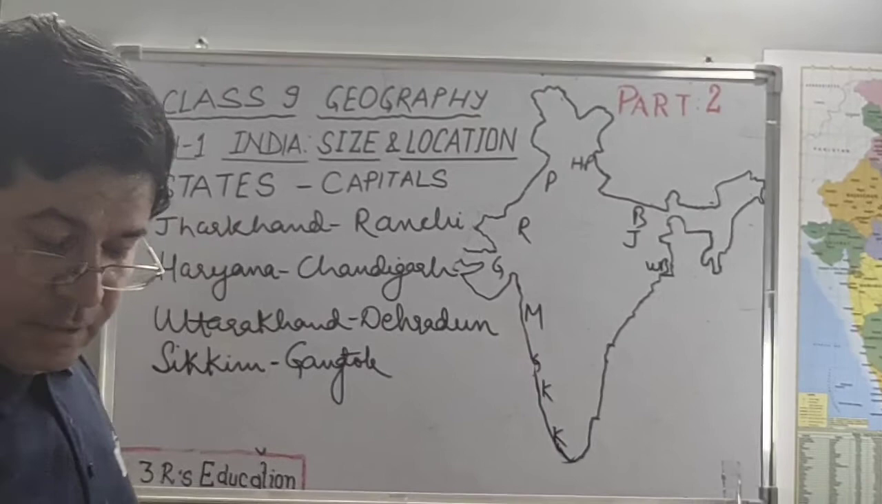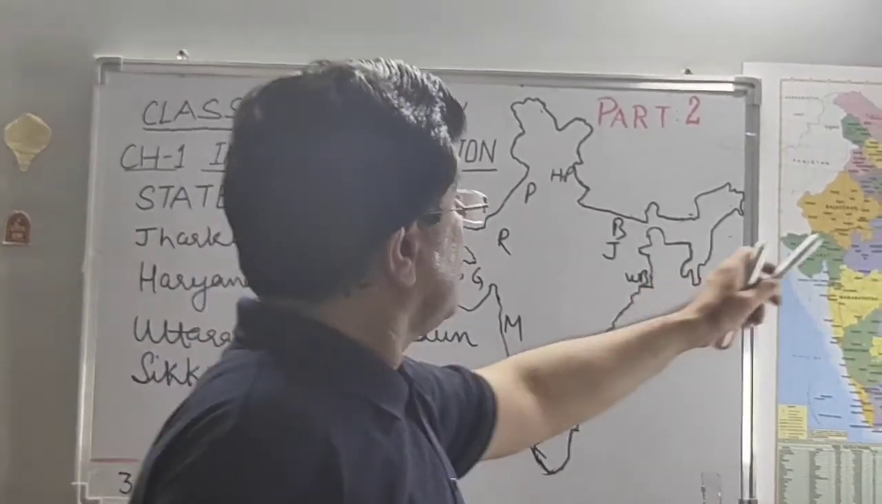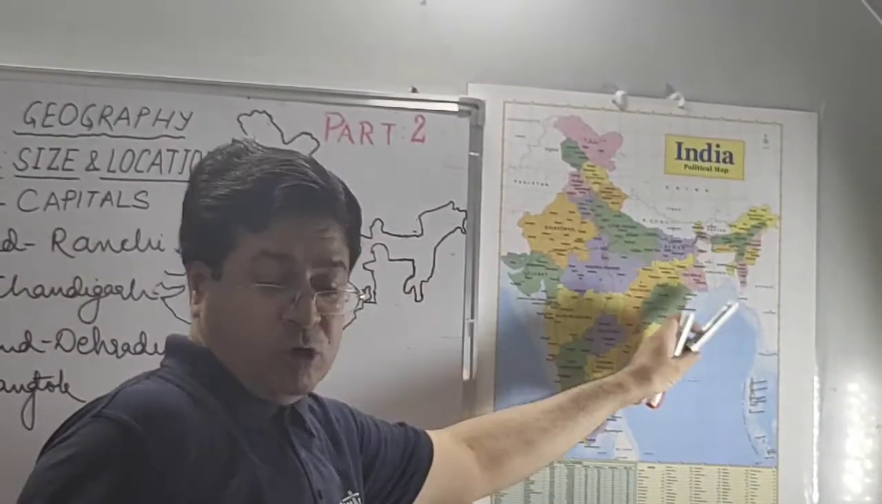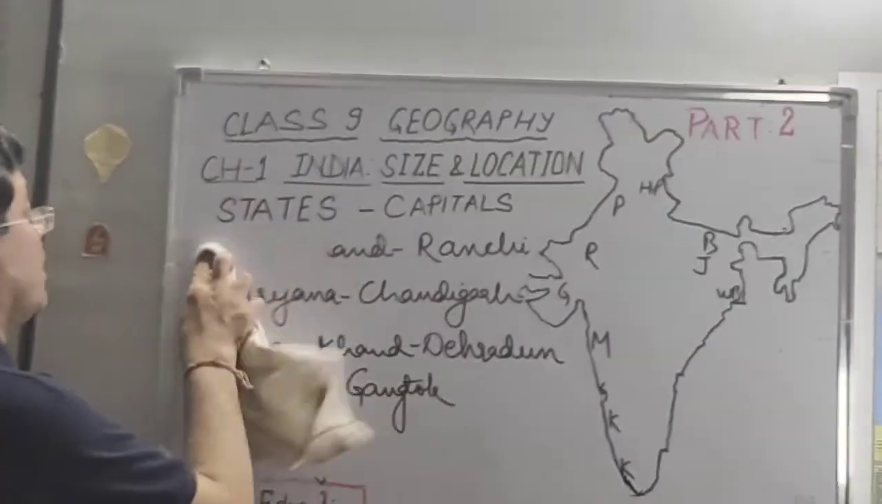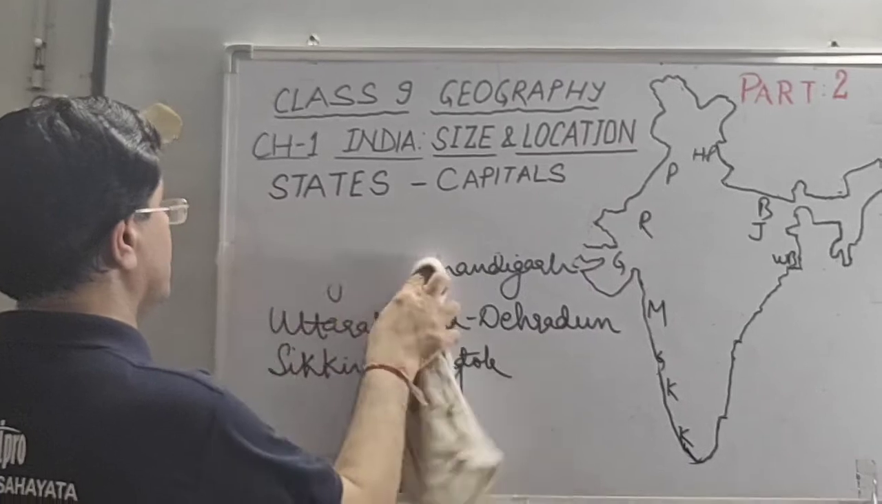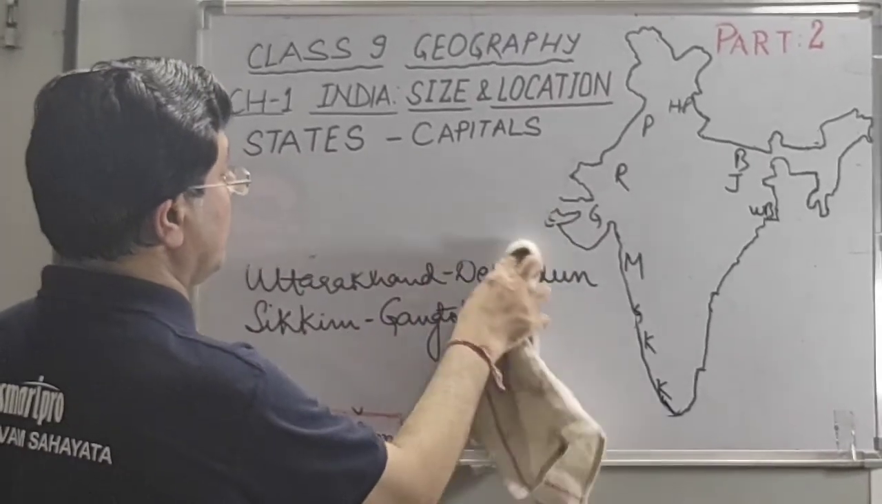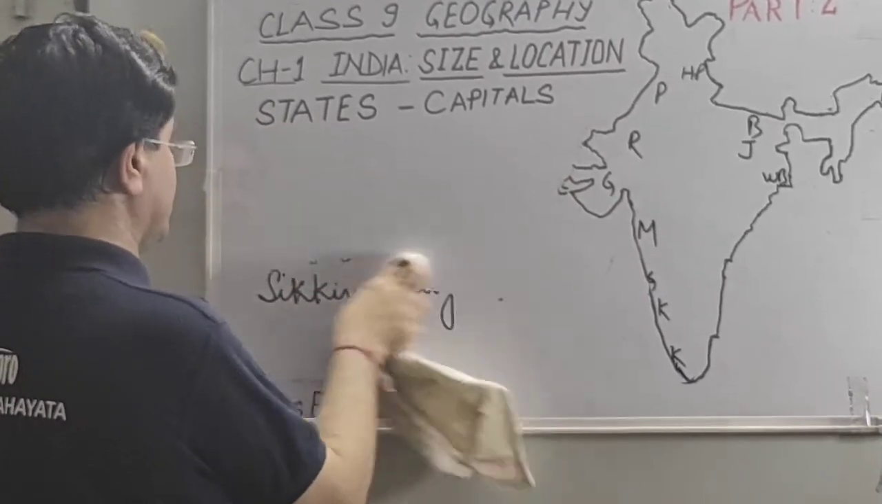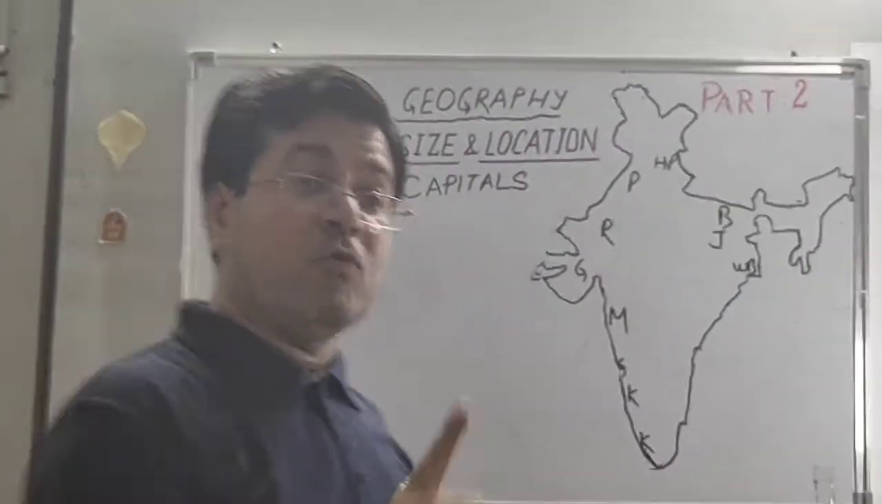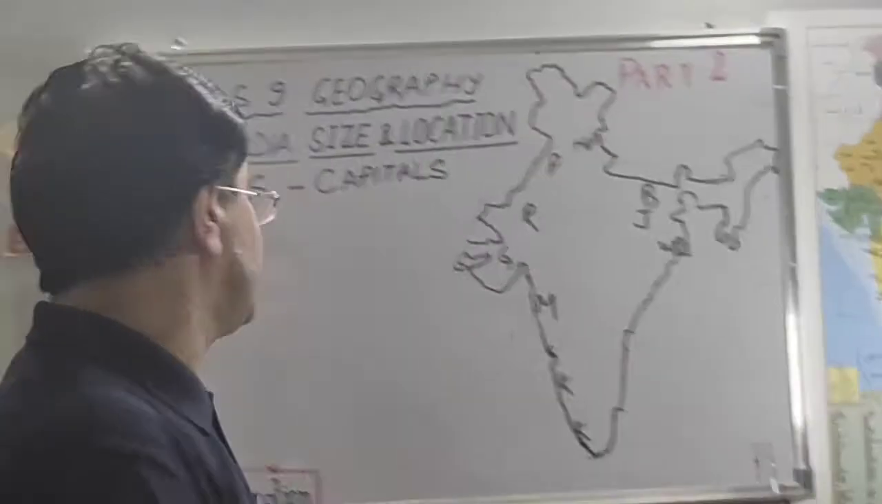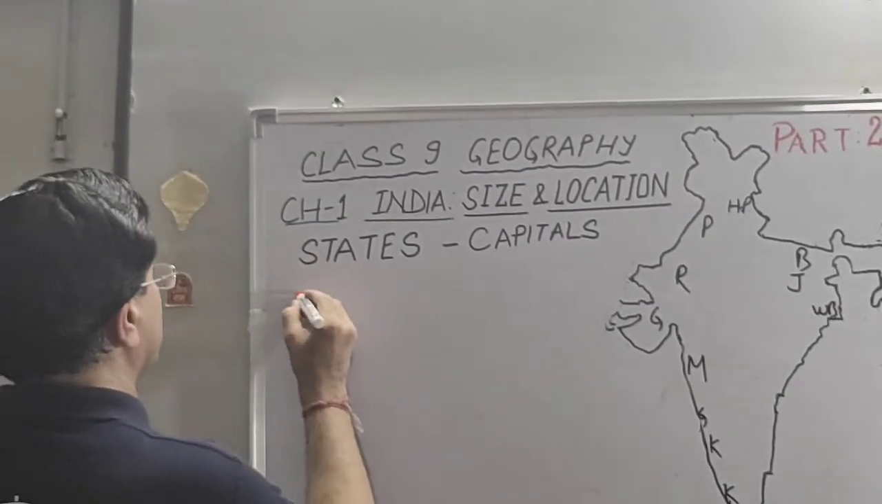Then in the northeastern region we have 7 more states. These 7 states are known as the 7 sisters. Who will tell me why we call them 7 sisters? I will not tell you. You will write in the comment box why we call these 7 states the 7 sisters.